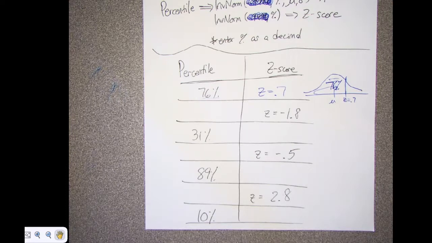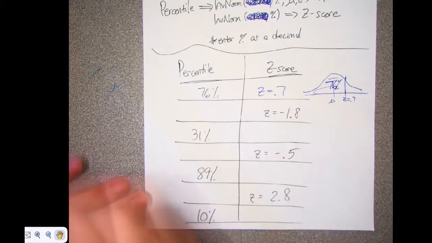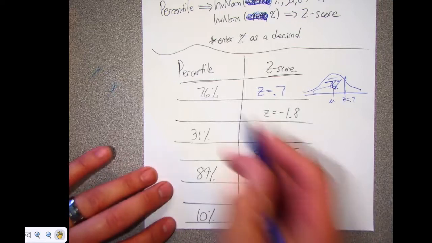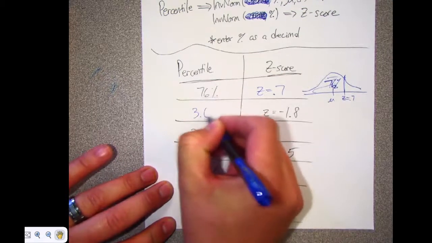So z equals negative 1.8. I have a z-score. I want a percentile. Is that normal CDF or inverse norm? That's normal CDF. That's what we did yesterday. So normal CDF, negative 999, negative 1.8. I don't know the mean and the standard deviation, so I don't need them because I have a z-score. So default them to 0 and 1. If your calculator is one of those, this is 3.6%.